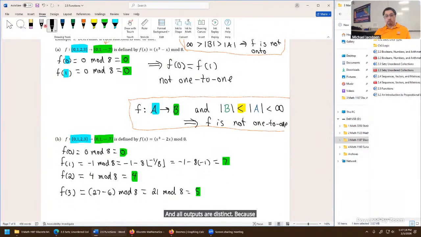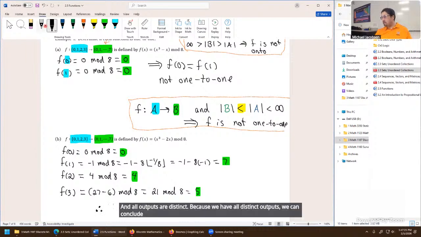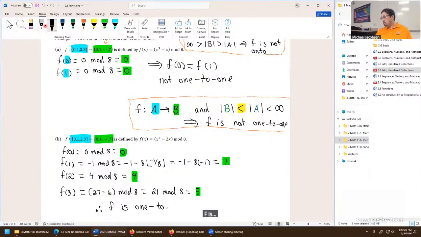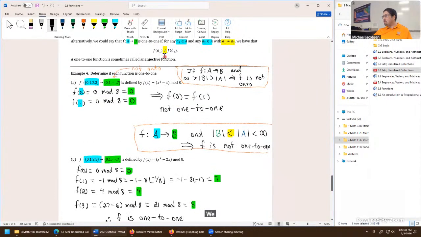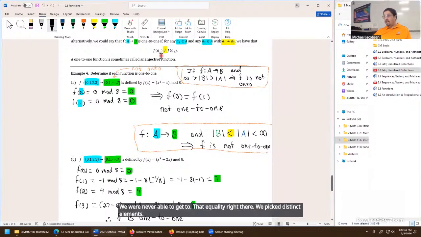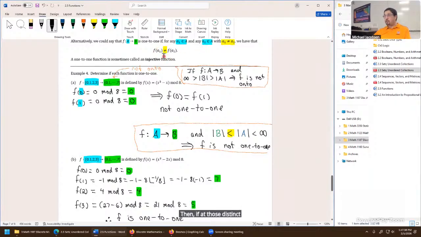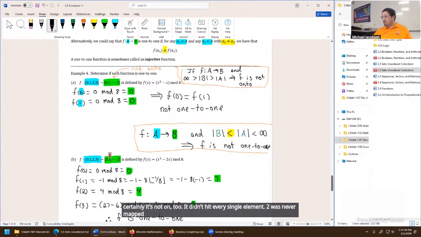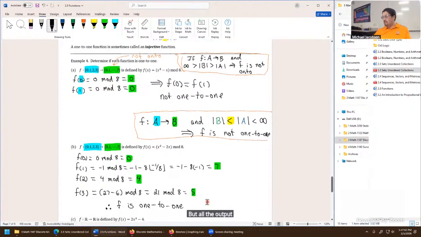Because we have all distinct outputs, we can conclude, therefore, f is 1-to-1. We were never able to get to that equality right there. We picked distinct elements, then f at those distinct elements are never equal. That's an impossible equation for all these outputs. So this is what a 1-to-1 function would look like. Certainly it's not onto. It didn't hit every single element. 2 was never mapped into, but all the outputs are distinct.